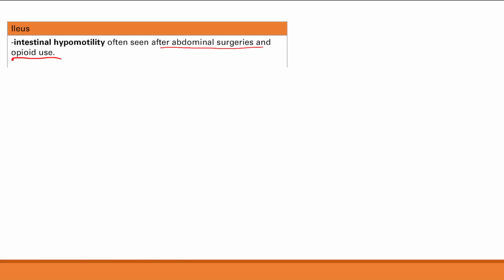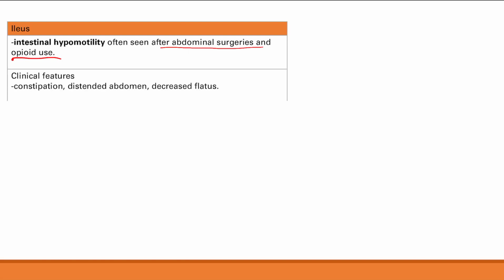What clinical features would you see if you have hypomotility? Are you going to have diarrhea or are you going to have constipation? You're going to have constipation because your food's not coming out. Your poop's not coming out. You're also going to have a distended abdomen because if the food's not coming out, where is it going to be? It's just sitting in your abdomen. It's going to build up. It's distended. And the other thing is, there's going to be decreased gas. Again, it all comes from the hypomotility.